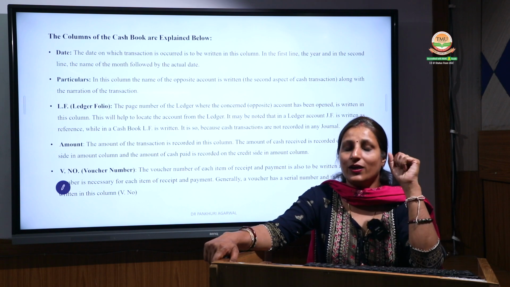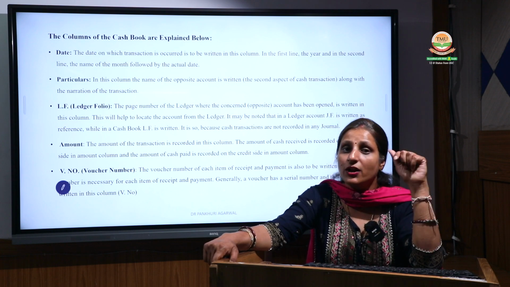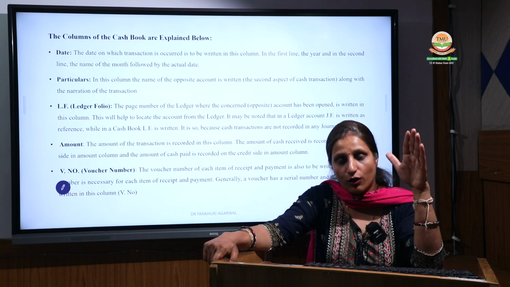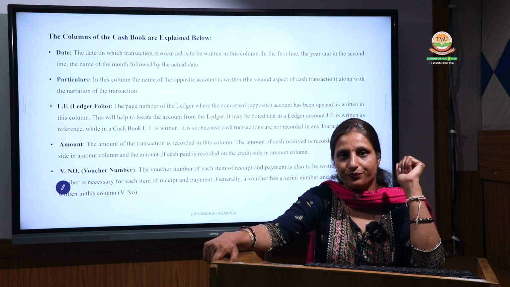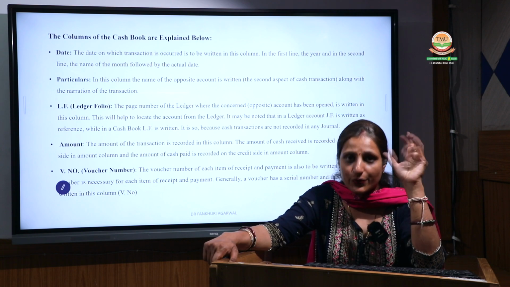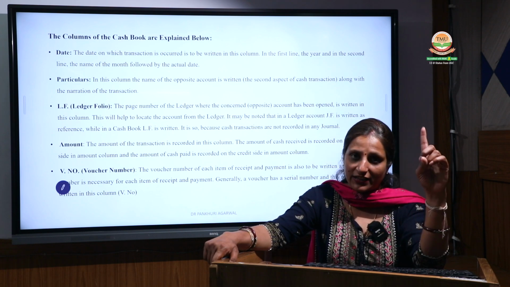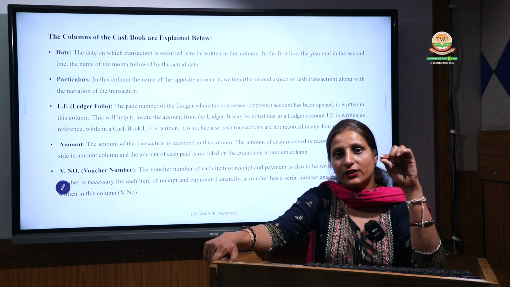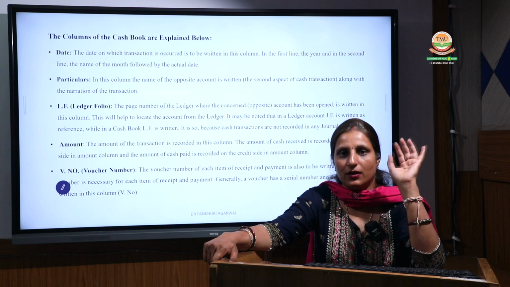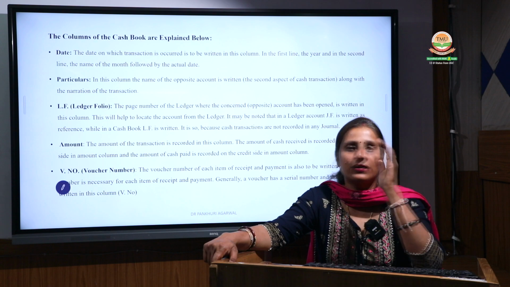You only have to see whether you are receiving or paying. If in the transaction you are receiving the cash, then on the debit side, the name of the person from whom you are receiving the cash will come. Just for example, I have the entry of cash account debit to Suresh account. I have received the cash from Suresh. So I will go on the debit side of the cash book, and the name I will write on the debit side will be Suresh. And the amount that I have received will be posted next to the account name.